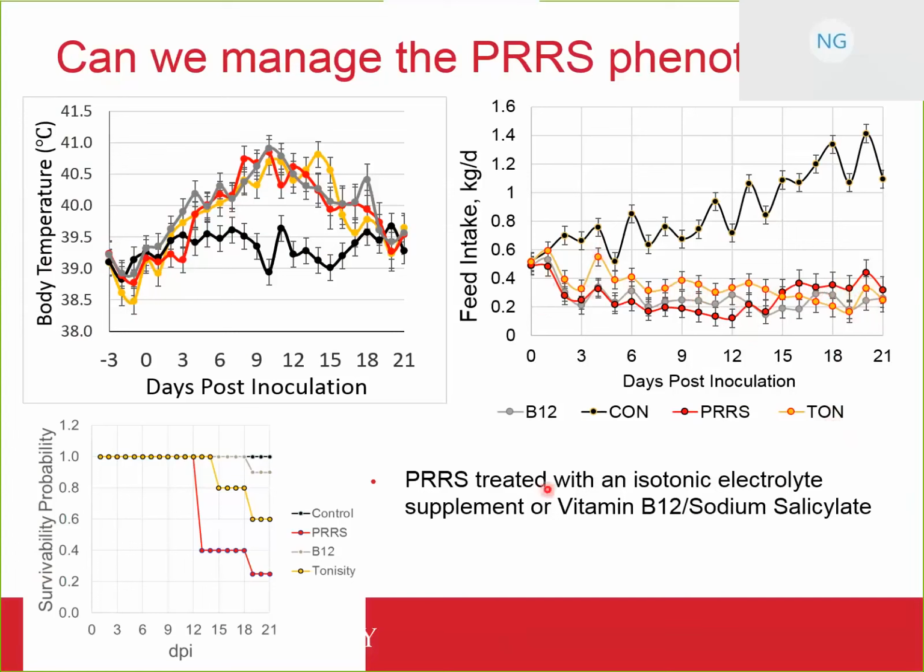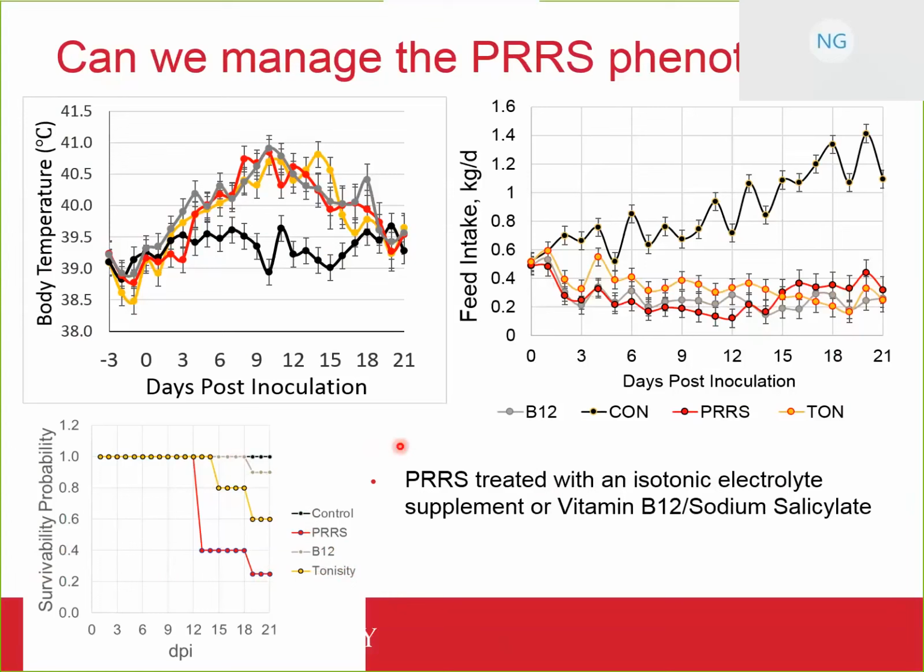But what we did see with this, in the bottom left panel, is that having either the tonicity product or the sodium salicylate B12, having some sort of, we'll call it simple intervention strategy, did improve survivability in these pigs. So it was not doing anything in this red line. We end up with about 75% mortality. But by doing some sort of intervention, whether it's with an isotonic electrolyte supplement or with B12 sodium salicylate, here in the gray, we actually improve survivability in these pigs. But it didn't move feed intake. It didn't do anything with growth rates.